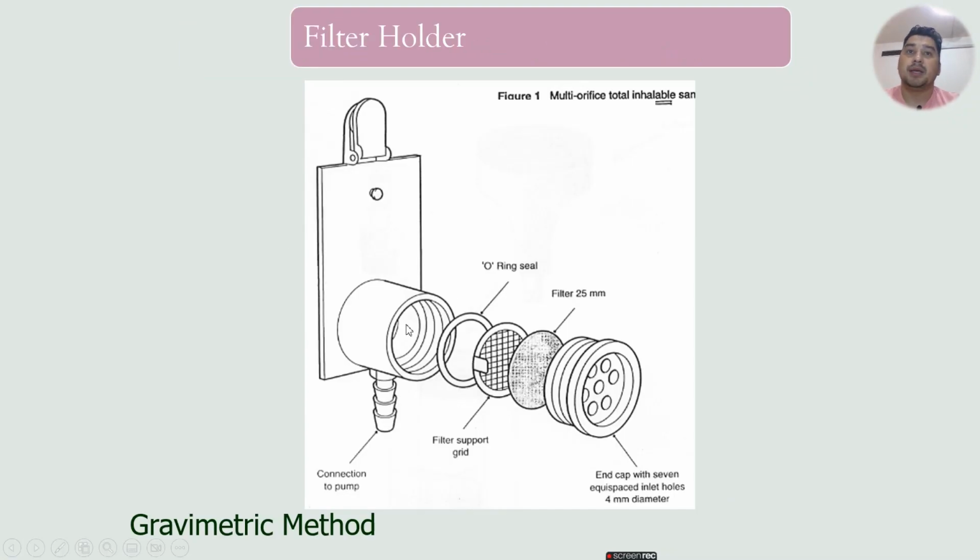Filter holder. This is a particular type of filter. Figure 1, multi-orifice total inhalable sampler. O-ring seal here. Filter, 25 mm. And the filter support grid. And the cap with 7 inlet holes, 4 mm diameter. From these 4 mm holes, the dust or any hazardous substance will enter and go here, and this filter will do the filtration. And this is the connection to the pump.